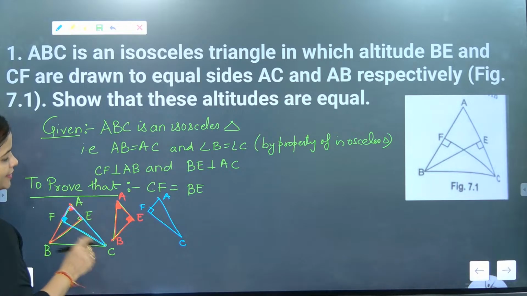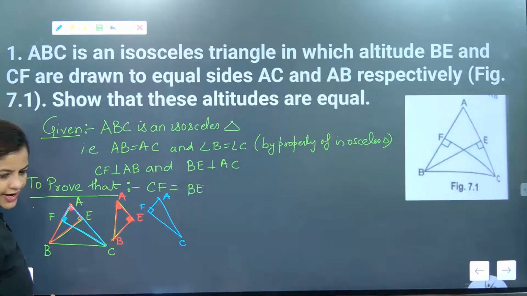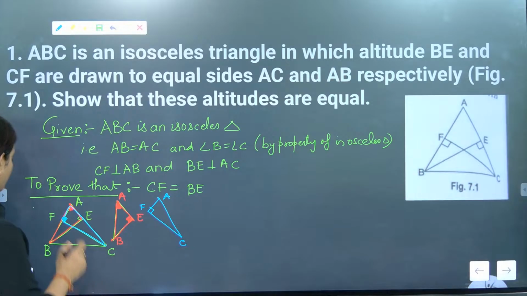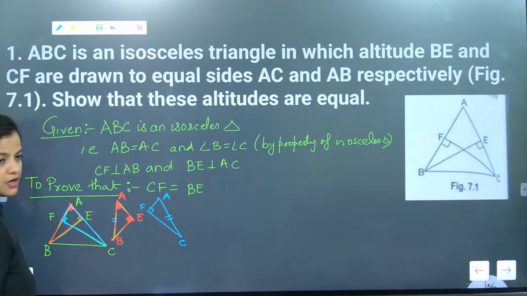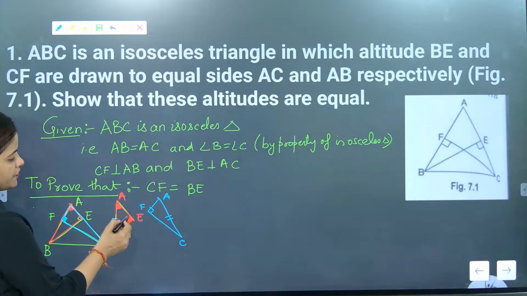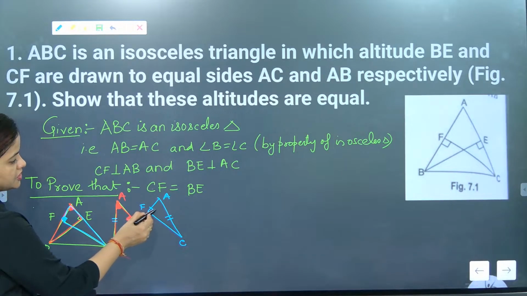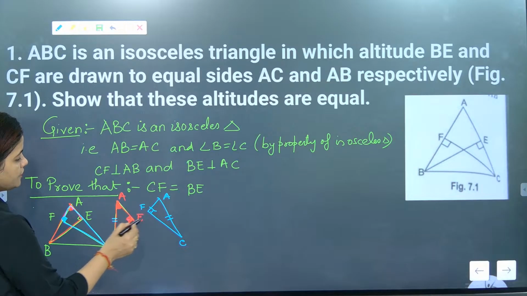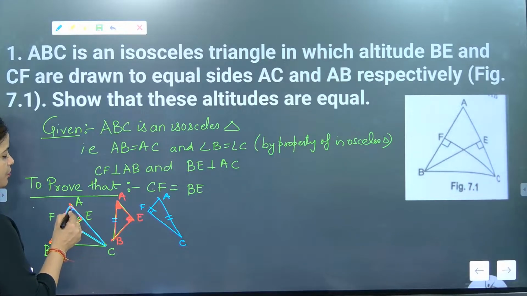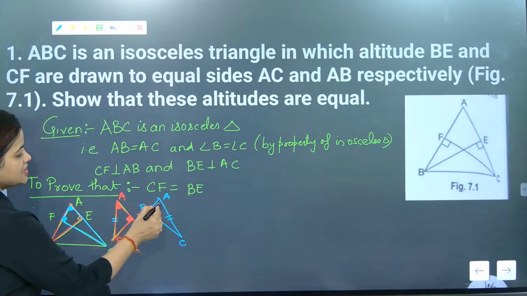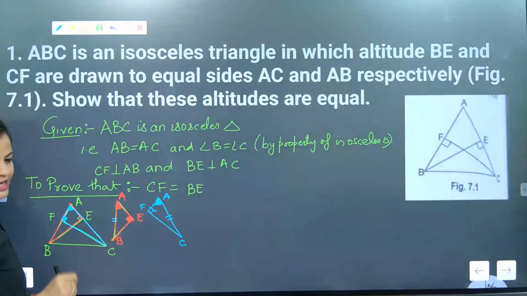Now with these two triangles outside, what is our next work to do? Already this side is equal to this side, given. This is 90 degree. This is also 90 degree. This side is equal to this side, given. What is the next one we are searching? In both the triangles, angle A is common.